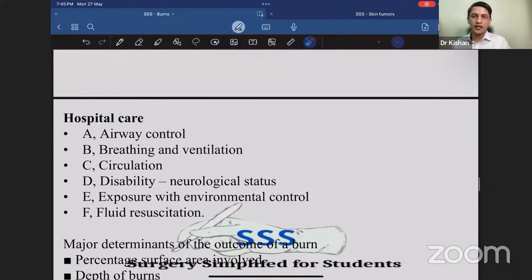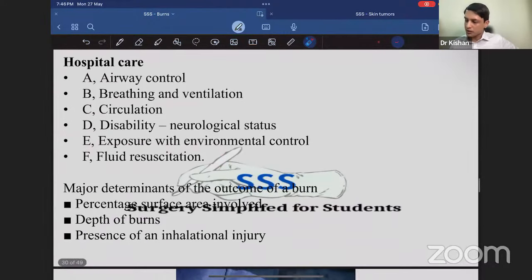Okay, when brought to the hospital, again check the ABCDEF. Airway control is very important, especially in inhalation injury. Second thing is breathing and ventilation. Just like any trauma ATLS protocol, put in a wide bore cannula and start the fluids to maintain the circulation. And disability, check any neurological status, and expose him completely and check for any other secondary injuries. And very important, particularly in burns, is fluid resuscitation. We will deal with fluid resuscitation in detail.